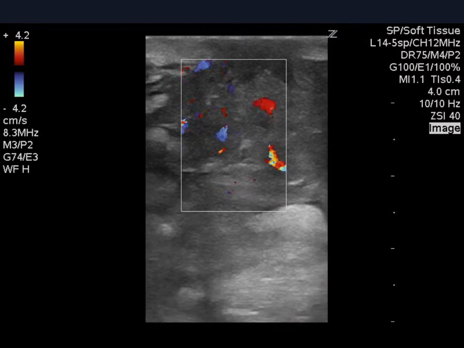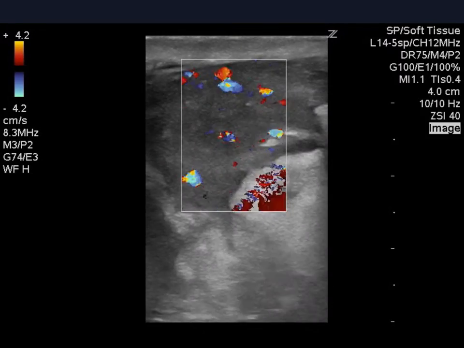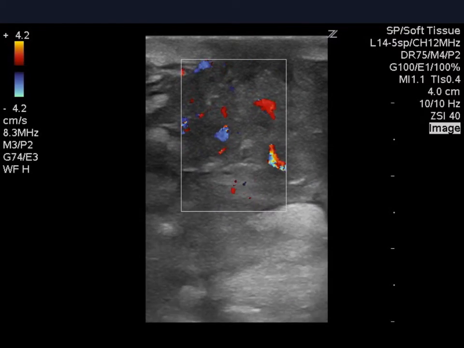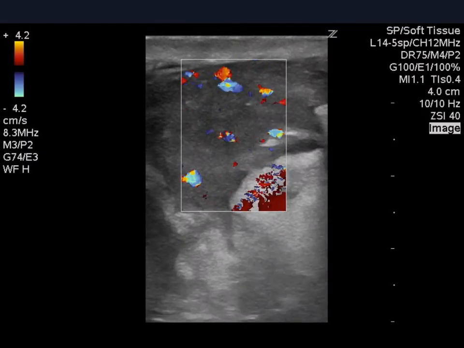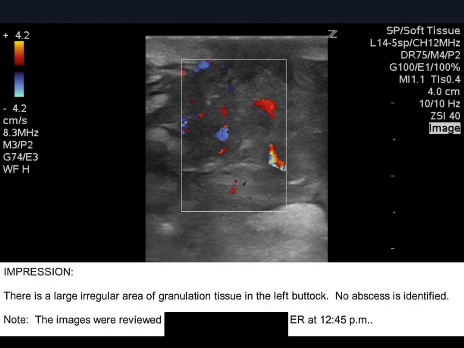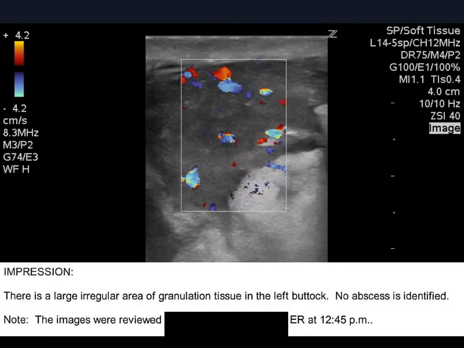He came in, again, because his dad thought it had been weeping a little bit more. But again, it didn't look red and it wasn't tender. And when we got the consultative ultrasound, it showed this, a large irregular area of granulation tissue, but no abscess identified.